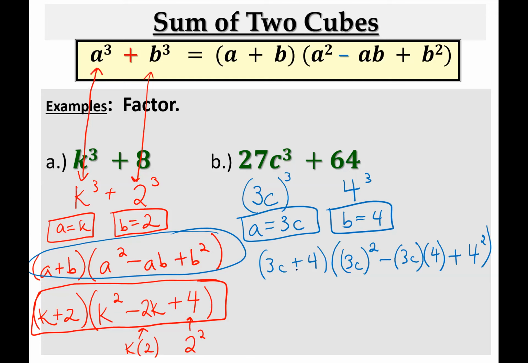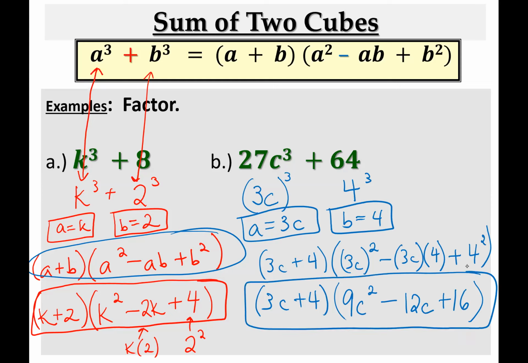Okay, so my binomial, my first expression in parentheses with 2 terms, that one's all set, 3c plus 4. It's the trinomial, meaning the one with 3 terms, that really needs to be simplified. So let's start with the first term. That 3c squared turns into 9c squared. Minus 3c times 4 is 12c. And then finally, plus my last term, 4 squared, that turns into 16. So my final answer for this problem is 3c plus 4 in parentheses, and then my next set of parentheses, 9c squared minus 12c plus 16.